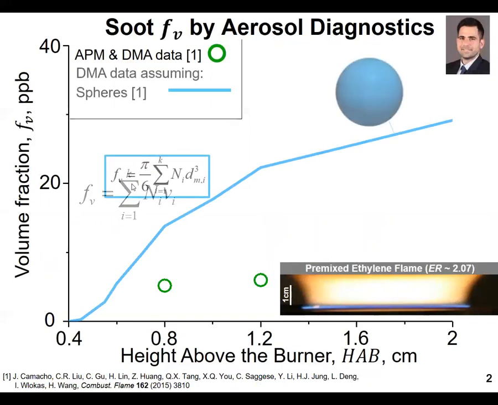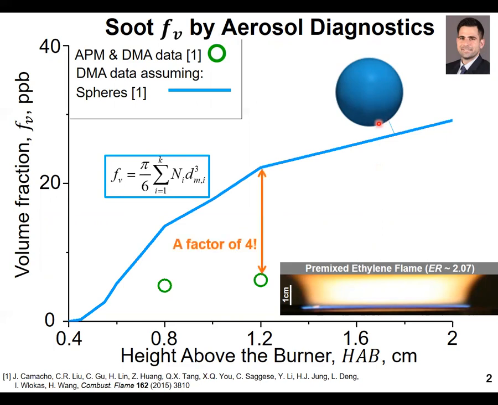However, for simplicity, the soot volume fraction is often obtained from mobility size distribution data only, assuming spheres, and neglecting the agglomerate structure of soot. This oversimplification results in an overestimation of the soot volume fraction by a factor of 4.